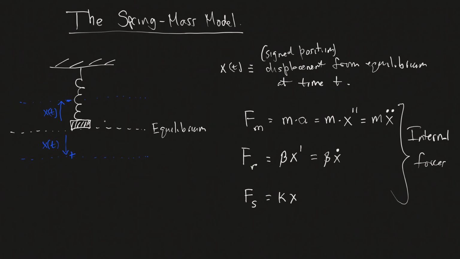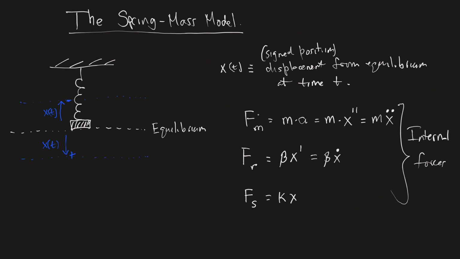Now, again, I just mentioned specifically the resistive force. If you do this in a vacuum, then there might be no resistive force. So then your beta would be zero, right? But again, we have to account for a lot of these possibilities.